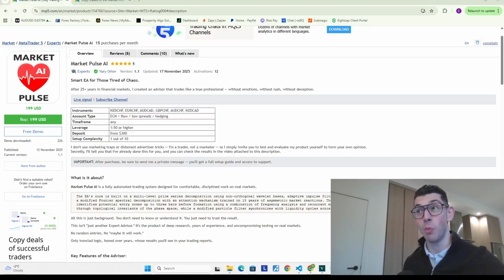Today, we're looking at the Market Pulse AI by Mr. Yuri. So Yuri is a fairly well-known developer. He's been in the marketplace for a fair amount of time, and he does appear to largely know what he's doing. So I'm curious to see how this particular bot works and what strategy it's actually trading.